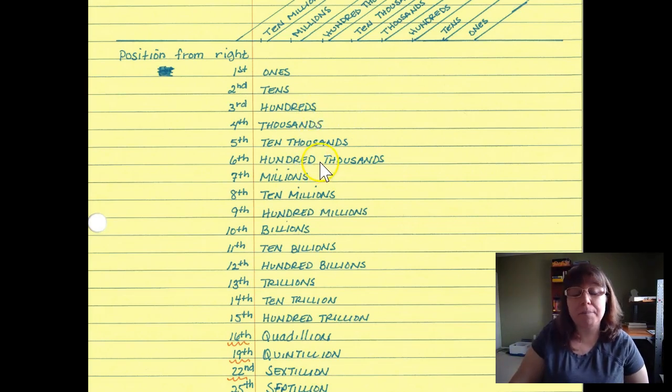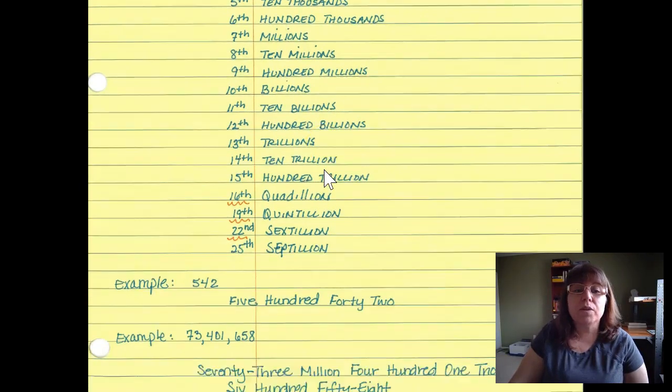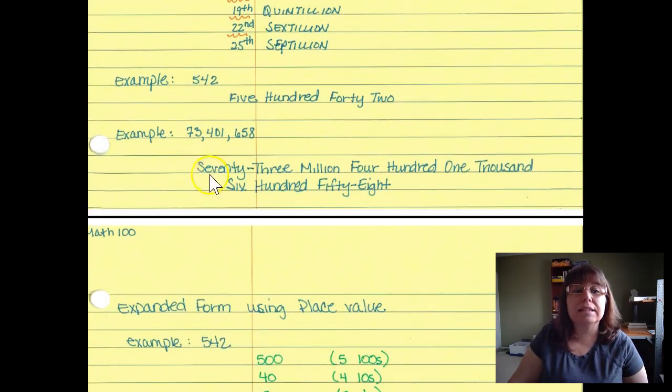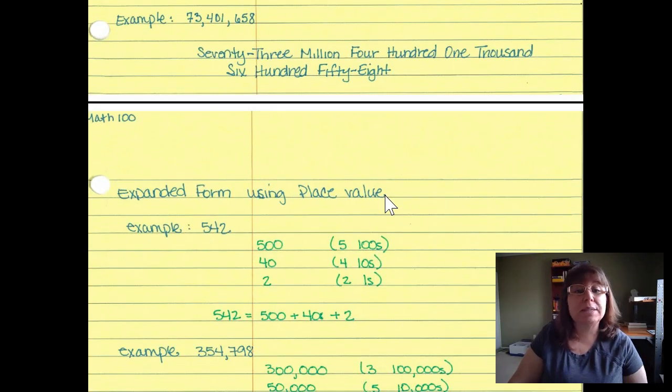For example, when we are talking about numbers, each number has a name. So 542, and 73,401,658.